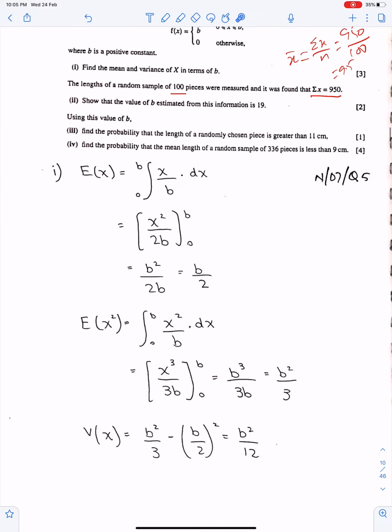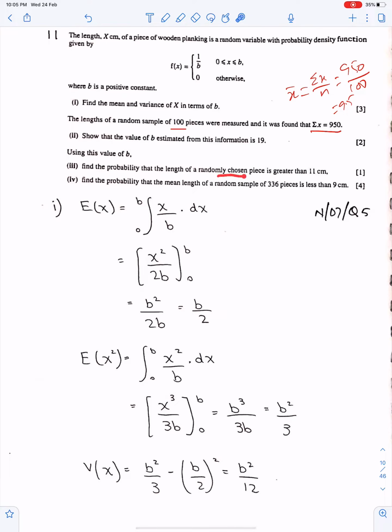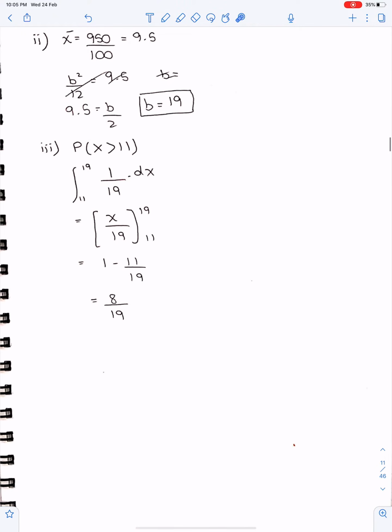Now the last part of this question, part 3. Use this value of b to find the probability that the length of a randomly chosen piece is greater than 11. This is so simple. b is 19 and we need greater than 11. So the lower limit is 11 and the upper limit is 19. And this is the answer.